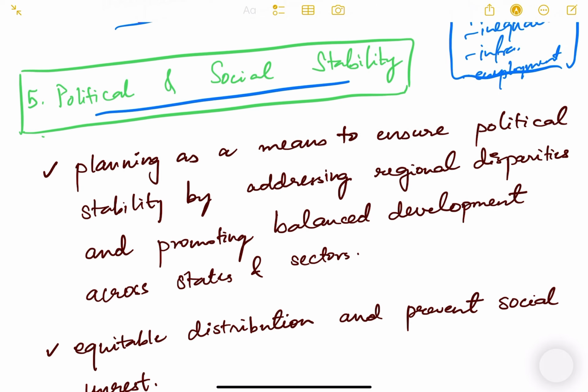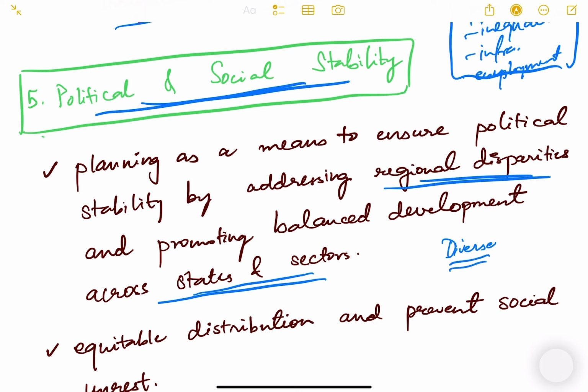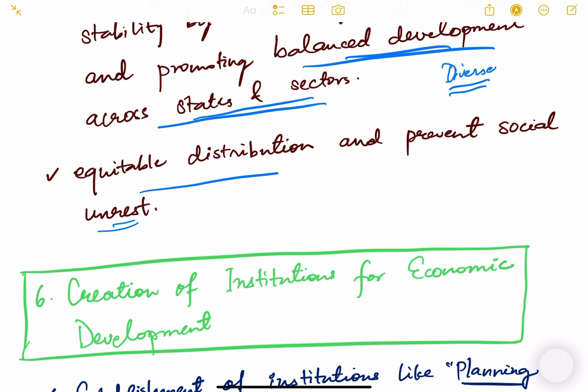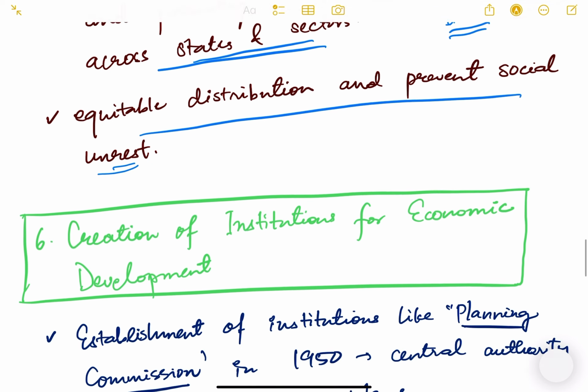Then political and social stability. Planning as a means to ensure political stability by addressing regional disparities and promoting balanced development across states and sectors. So India was a diverse country. Some of the areas were rich, some of the areas were poor, some of the areas had more development, some had very little development. So there were a lot of regional disparities also, different aspirations in the people. So we had to have balanced development, and planning was seen as a measure to address this issue, to have regional balance, equitable distribution and prevent social unrest. So this was again an important thing, because we were a very, very diverse country.